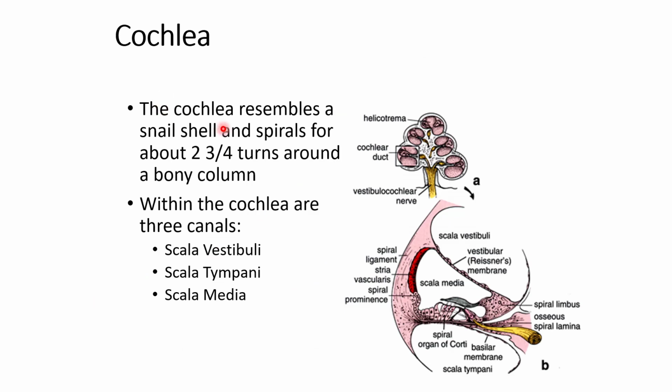Coming off to the cochlea, the cochlea resembles a snail shell, 2 and 3/4 turns of a bony column. It spirals like that, and within the cochlea there are 3 canals. Okay, so from the bony structure, there are some membranous extensions which divide this canal further into 3 parts: scala vestibuli, tympani, and media. You can just have a look. This part is the scala tympani, middle is the scala media, and upper one is the scala vestibuli.